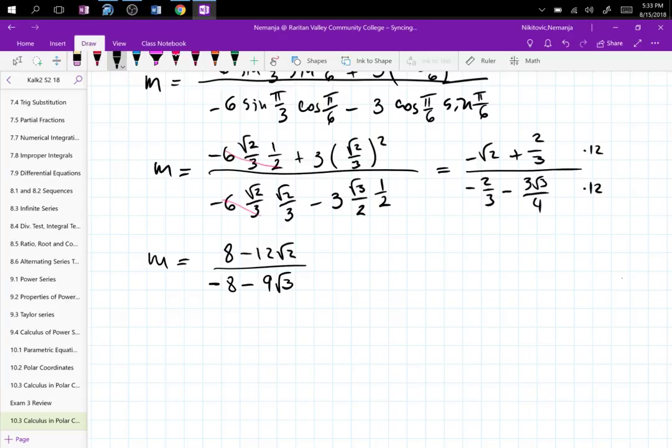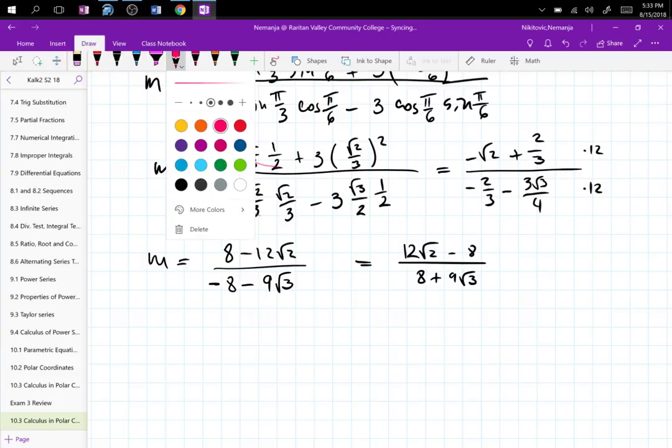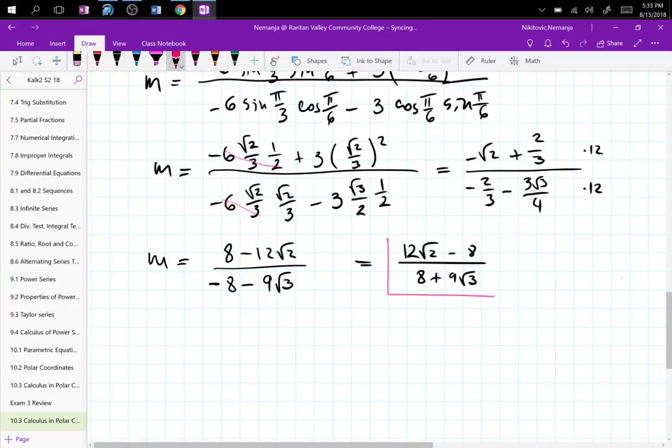So now we have 12 root 2 minus 8 divided by 8 plus 9 root 3. We can do that: multiply top and bottom by negative 1, right? All right, so we have our slope.